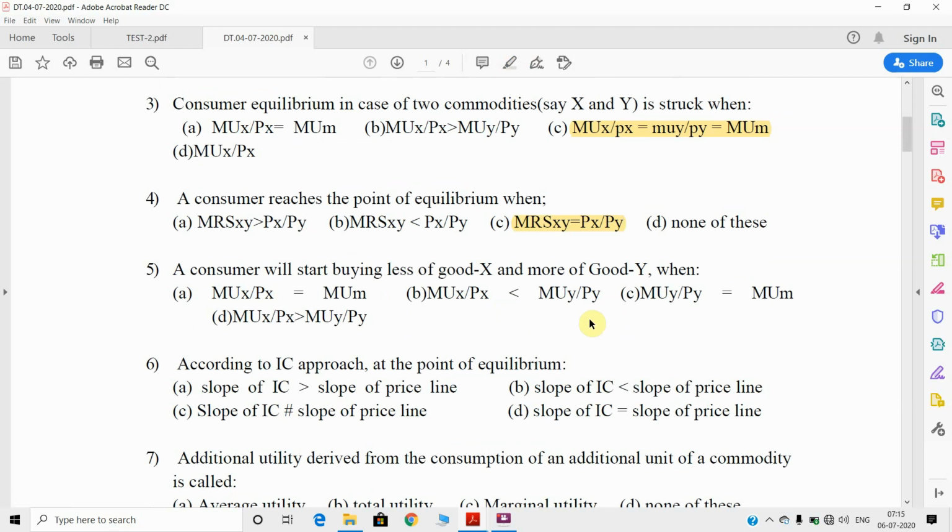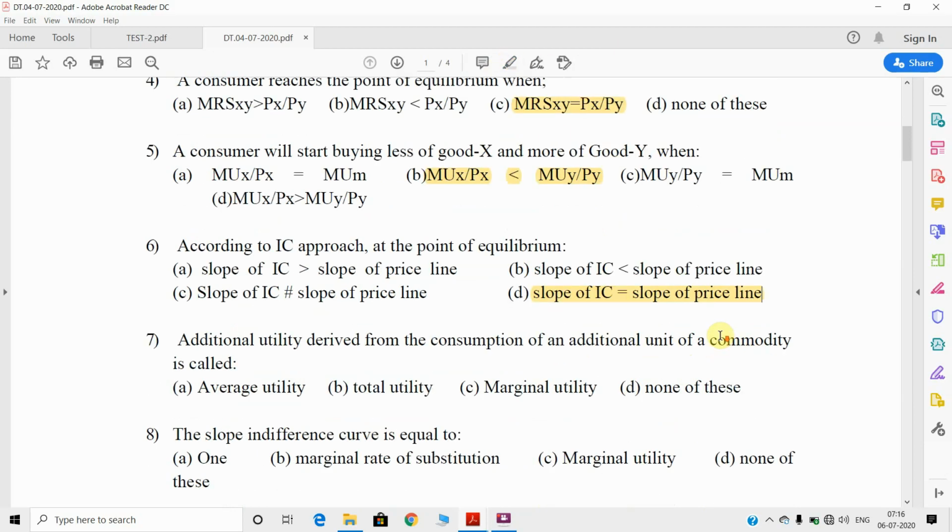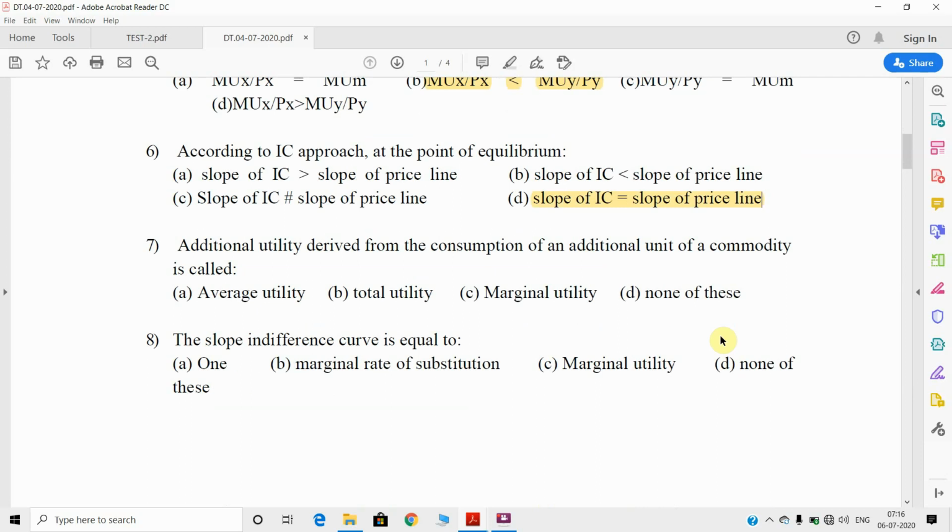Fifth: a consumer will start buying less of X when MUx/Px is less than the price ratio, so the answer will be B. Then come to the sixth question. According to the indifference curve approach, at the point of equilibrium, the answer will be D: the slope of the IC is equal to the slope of the price line, right? Next, the seventh: additional utility derived from the consumption of an additional commodity is called marginal utility, right?